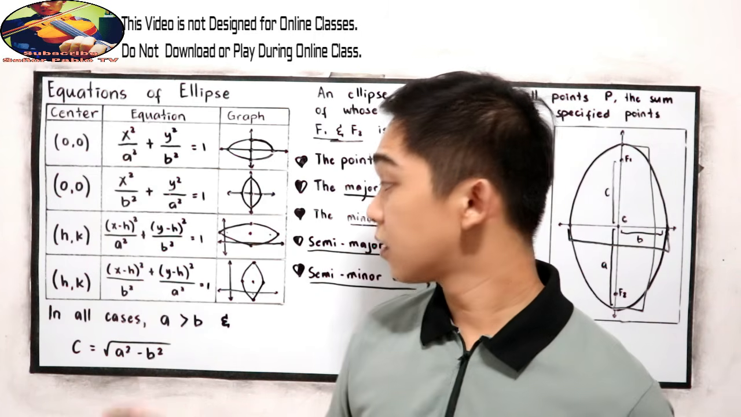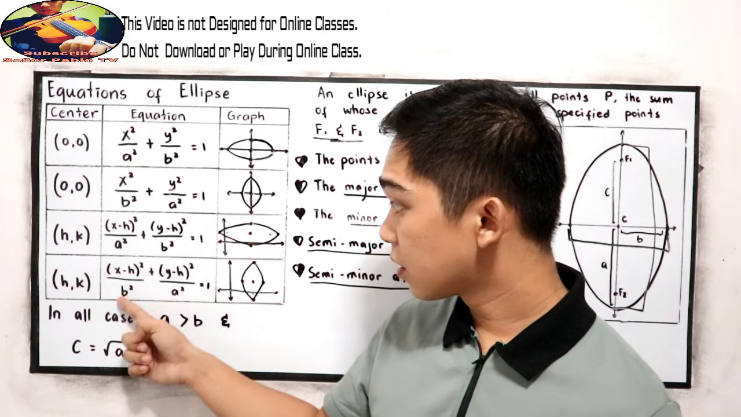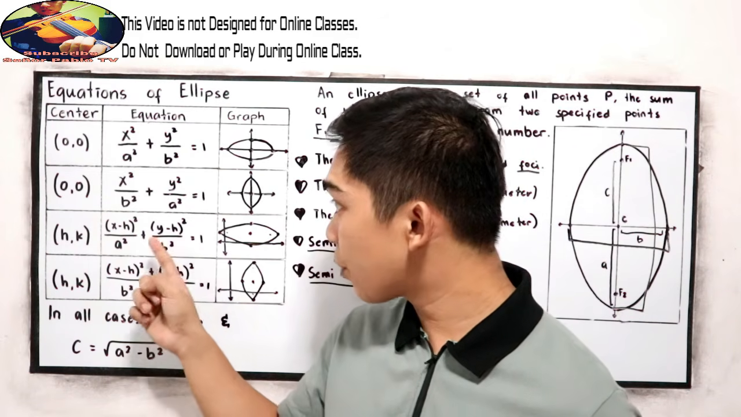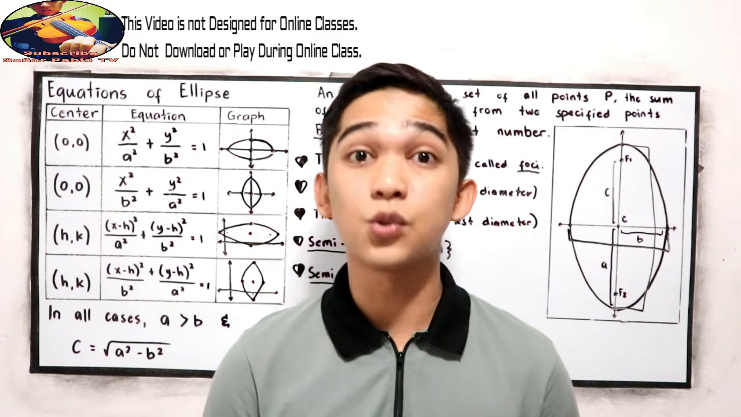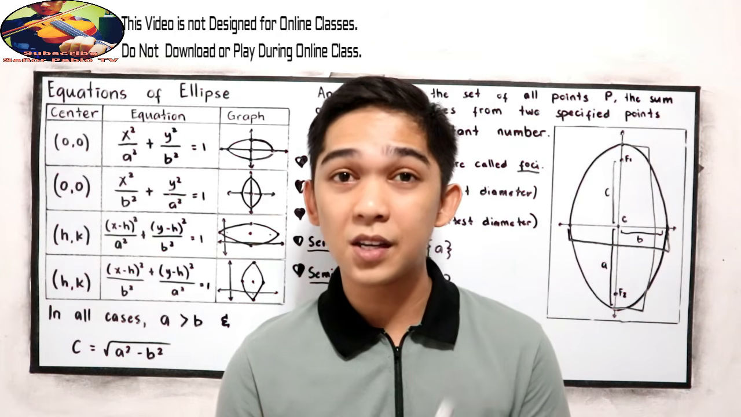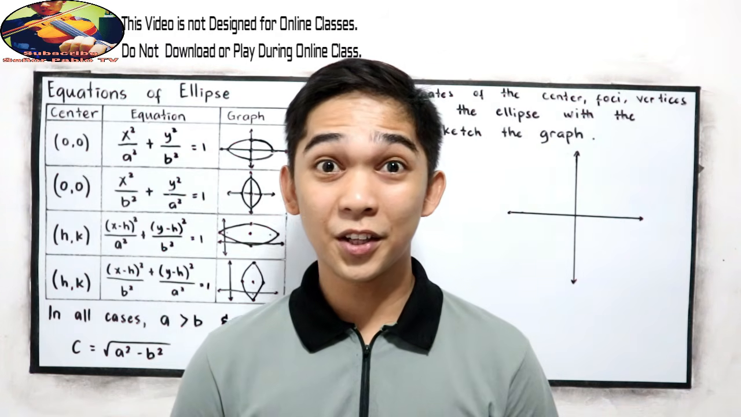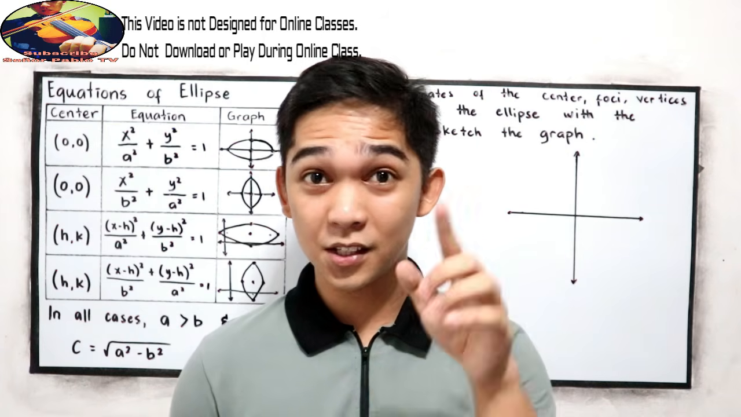And of course, for our tricks and trivia, notice that our denominator is raised to 2. So you need to familiarize our perfect square numbers. To better understand the ellipse, let's have this example.